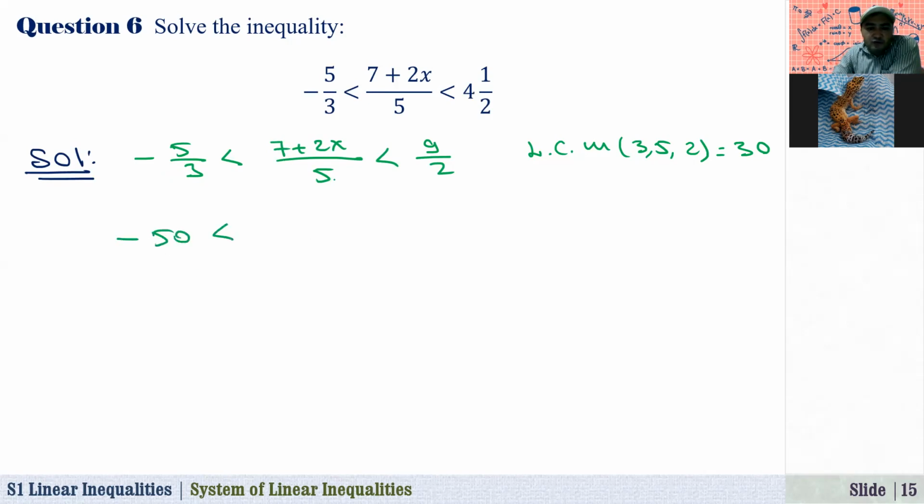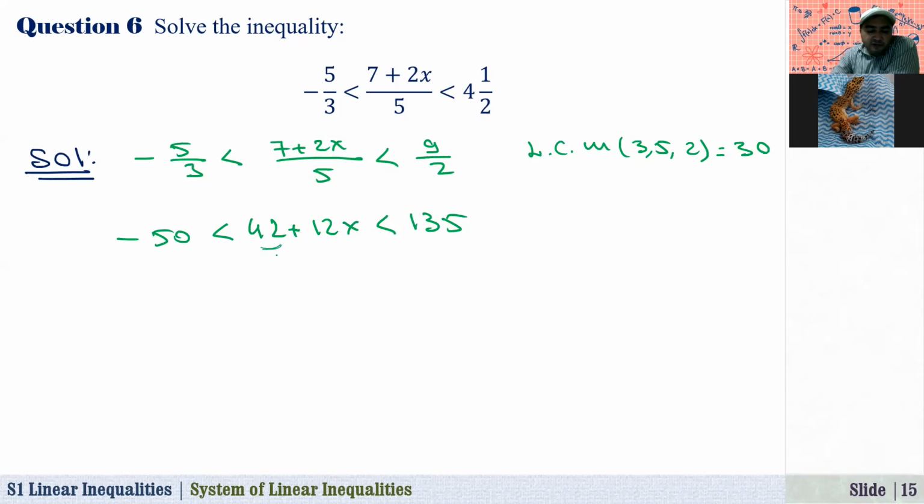Less than 30 over 5, it is 6. 6 times 7 is 42. And 6 times 2 is 12x. Less than 30 times 1 over 2, that is 15. 9 times 15 is 90, plus 45, that's equal to 135. So now we are just trying to leave x alone in the middle, right? So now we have 42.